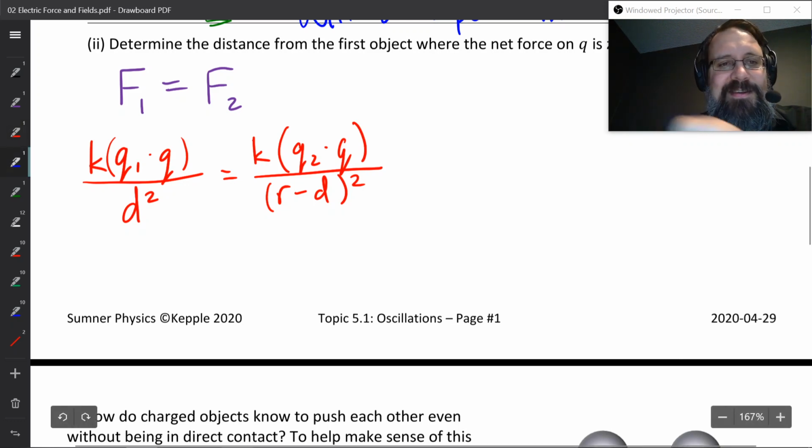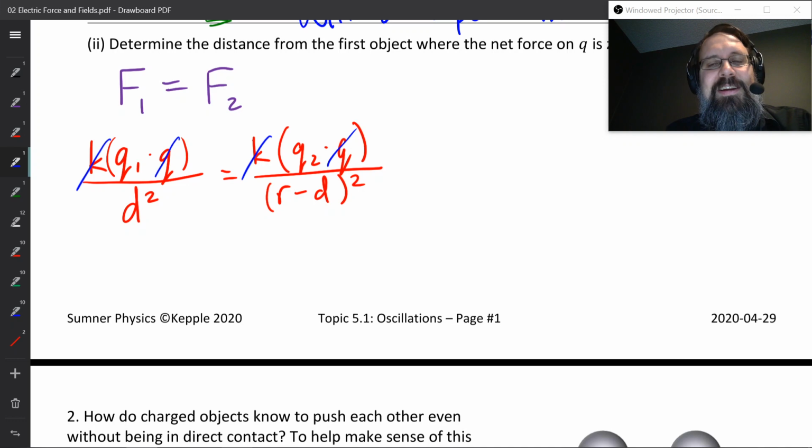Okay, now let's solve it. The k's are going to cancel out because we have k on both sides. We also have the same little q on both sides. This is why our little test charge didn't matter. It didn't matter what charge it had. It was just an imaginary charge because its charge is going to cancel out anyway.